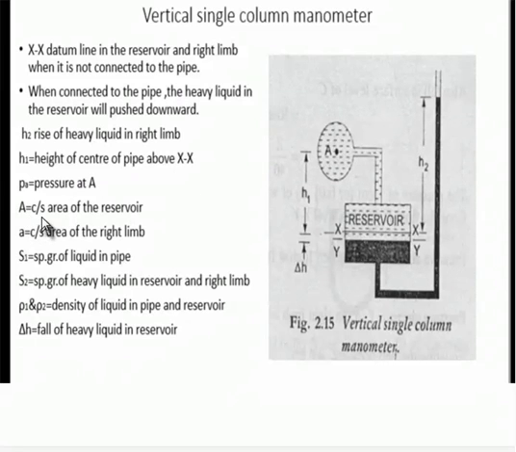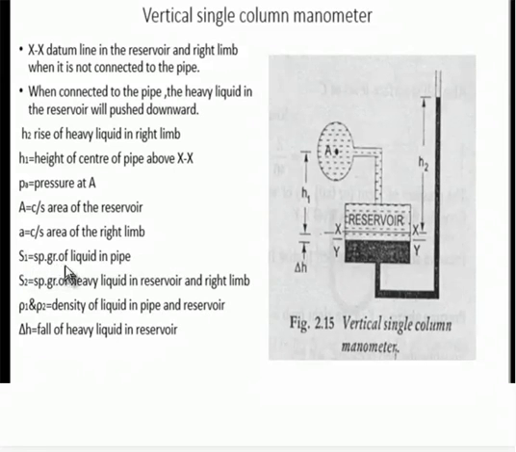Capital A is the cross sectional area of the reservoir. Small a is the cross sectional area of the right limb. This is the right limb.